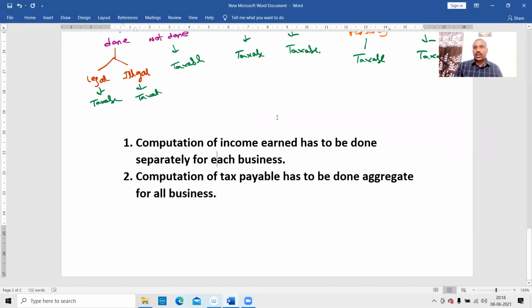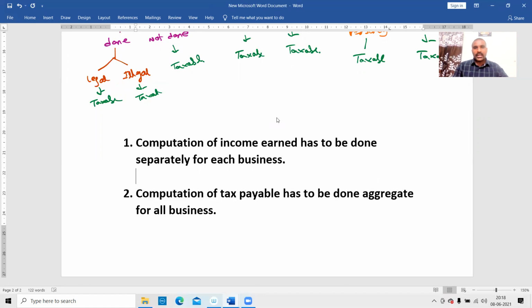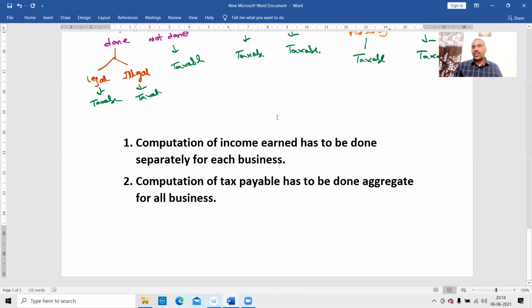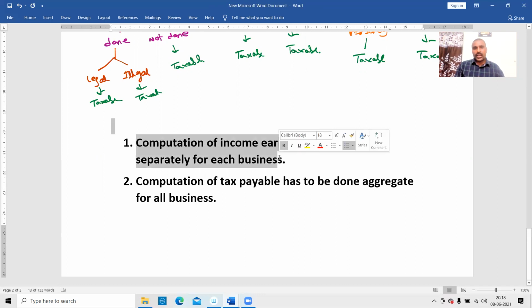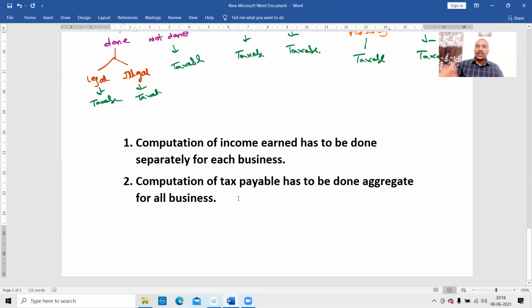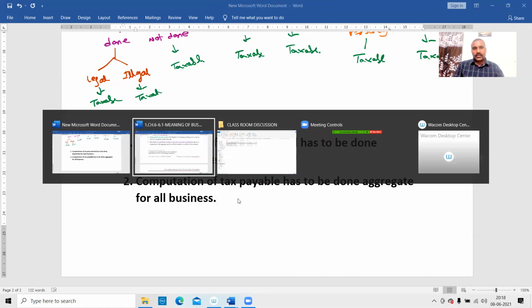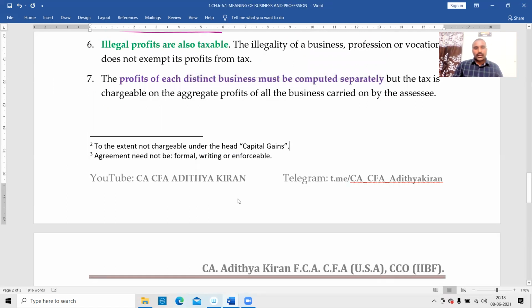So when you are computing the tax amount, aggregate all those things. When you are computing the taxable income, treat it separately. When you are computing the tax payable, do the computation combinedly, whereas when you are computing the income, do it separately. Very important: income separate, tax aggregate. Computation of income earned has to be done separately for each business. Computation of tax payable has to be done aggregate for all business. Okay, done. Next, last point.